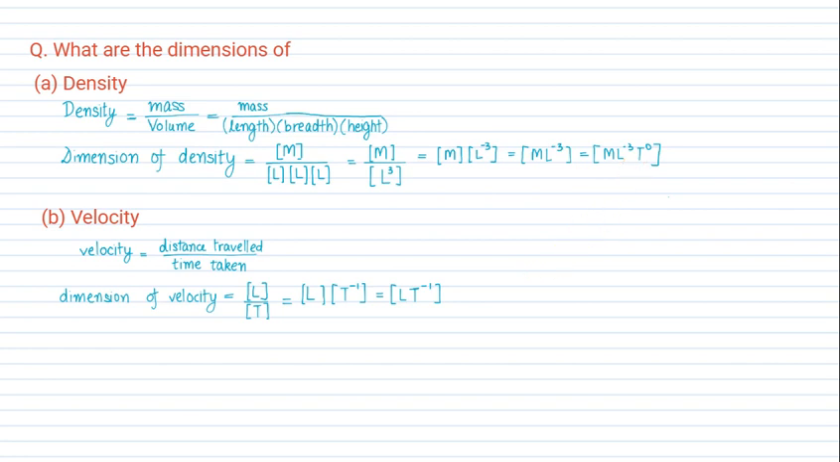Next is your surface tension. Surface tension sigma equals force upon length. If you derive the formula, you will get M T to the power minus 2. Fine. So you can take pressure, gravitational constant, power, Young modulus and surface tension as your homework.